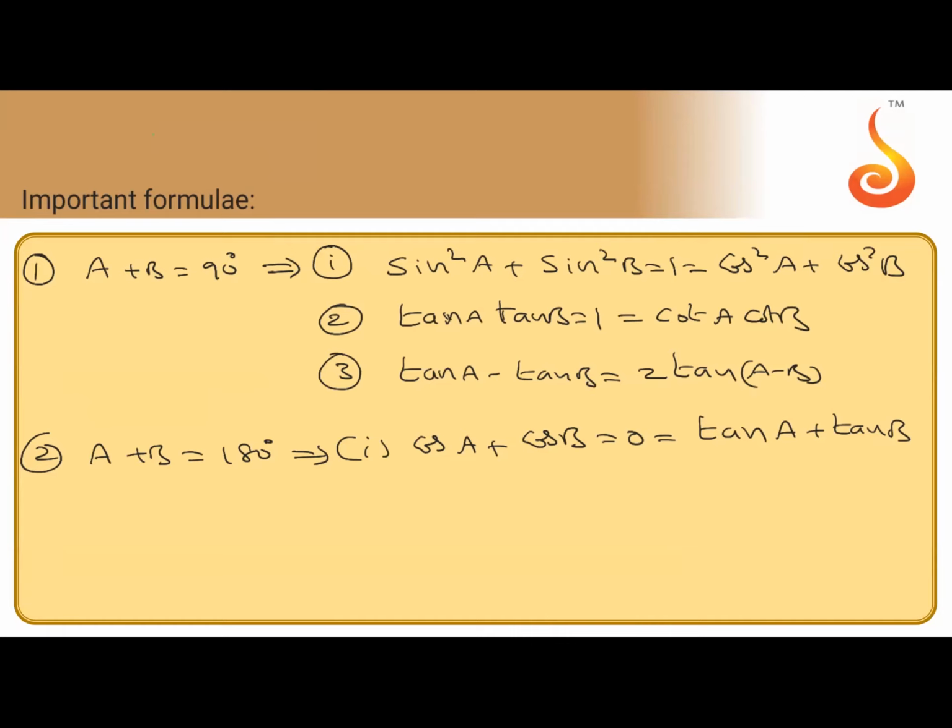Okay, let us start. Write down. I'm giving important formulas only. Please note down. If a plus b is 90 degrees, then sin square a plus sin square b equals 1, that equals cos square a plus cos square b. And tan a into tan b is 1, that equals cot a into cot b. Also, tan a minus tan b equals 2 times tan of a minus b. I'll give examples based on this.